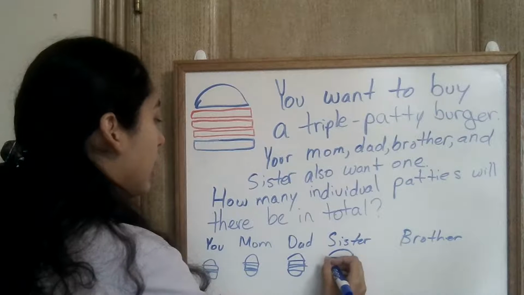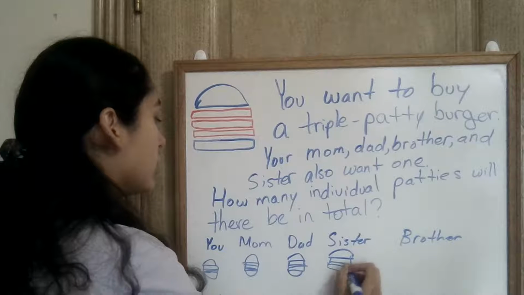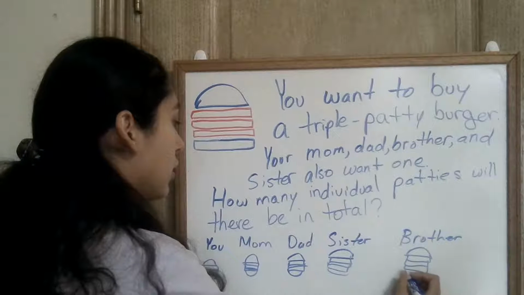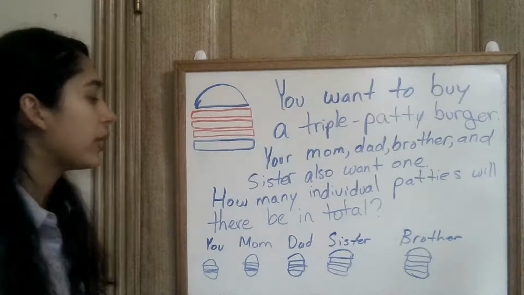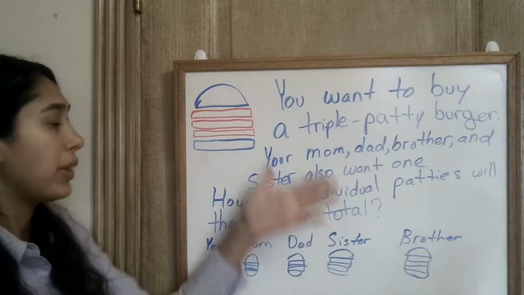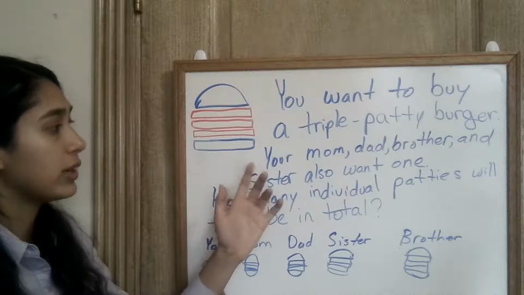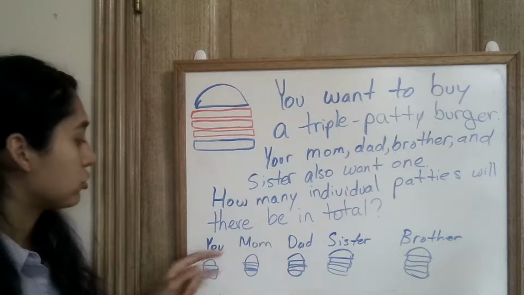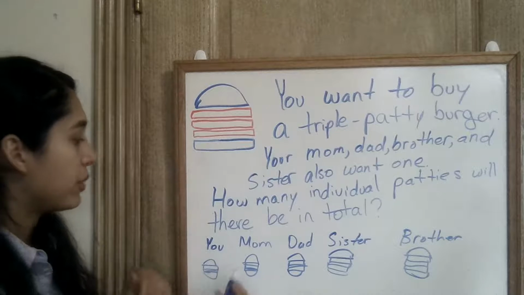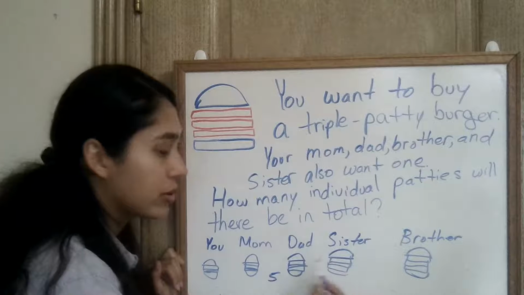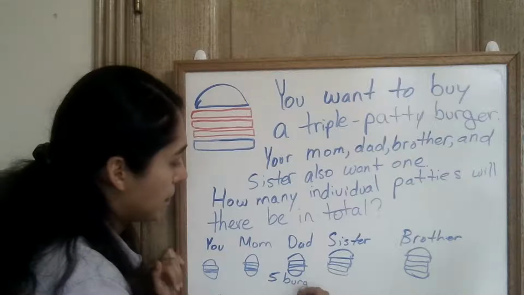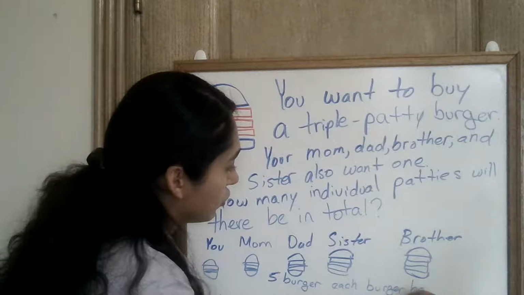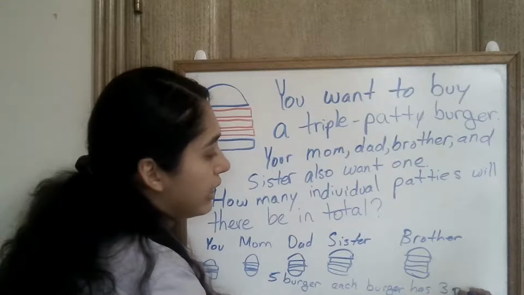So this one's not necessarily a problem with fractions, but it has the same concept. So we know that we have a total 1, 2, 3, 4, 5. We have to basically read the problem. They're not saying 5 people directly. You have to kind of infer that. So we know we have 5 people, and there's 3 in each one. So 5 people, or 5 burgers that we're going to get. And each burger has 3 patties.